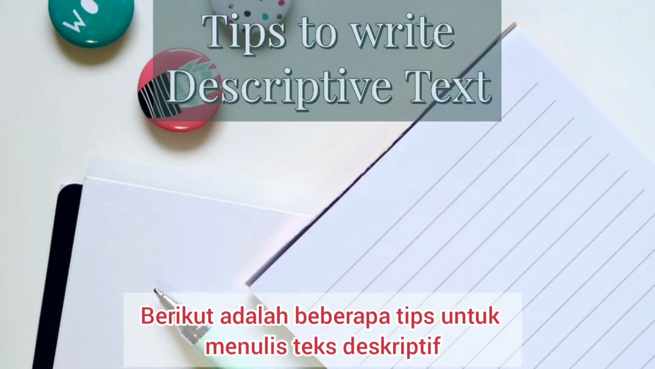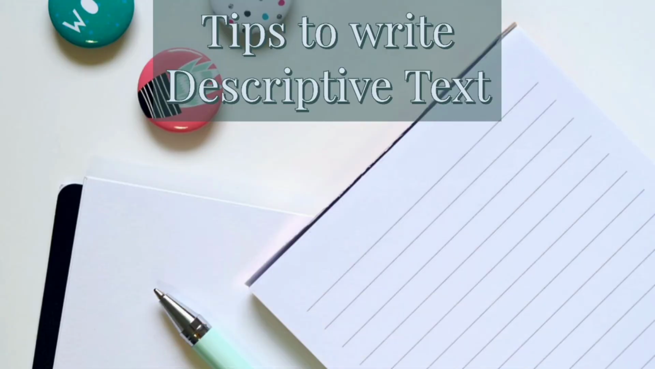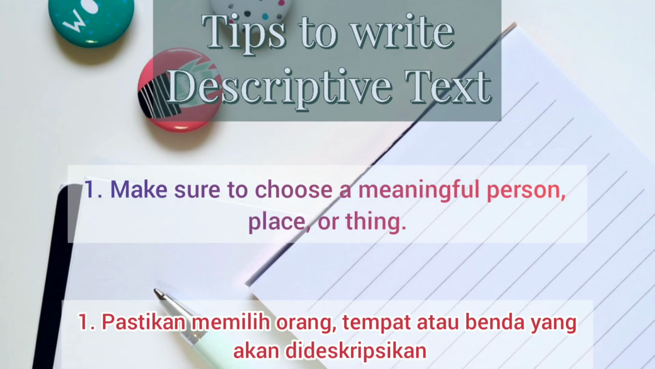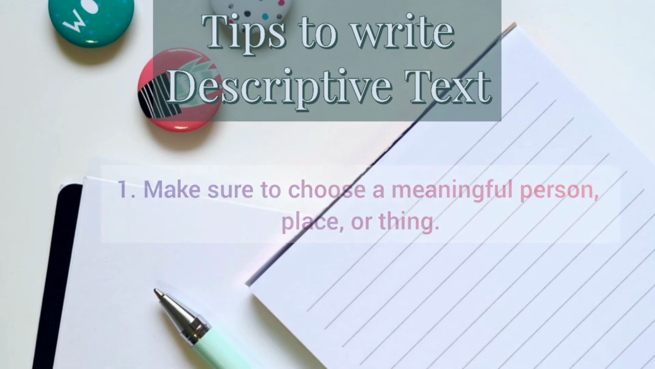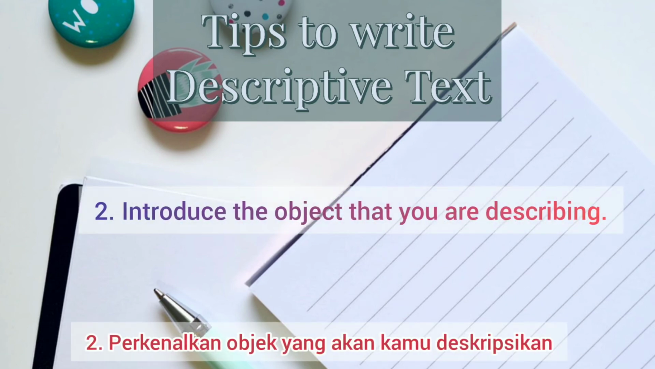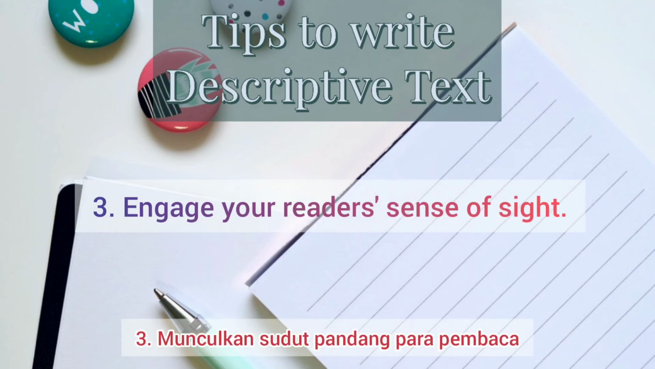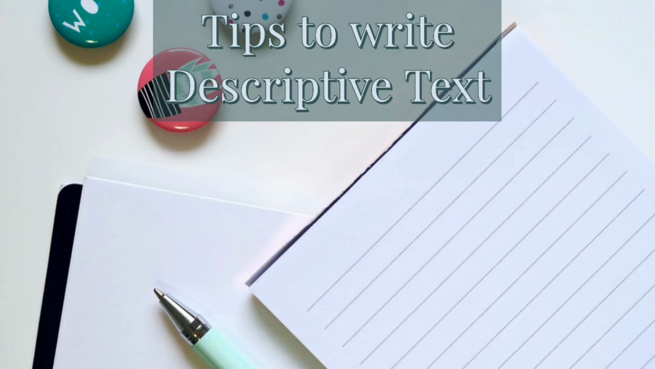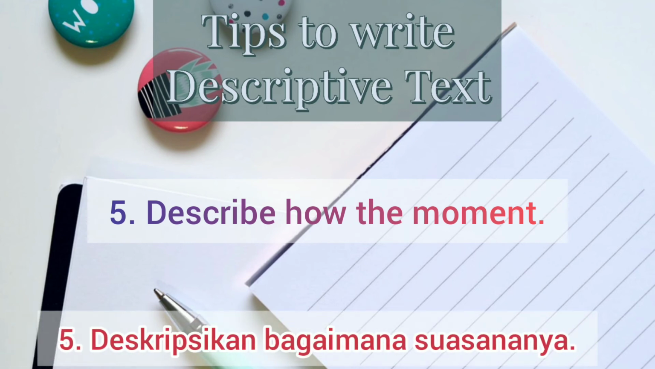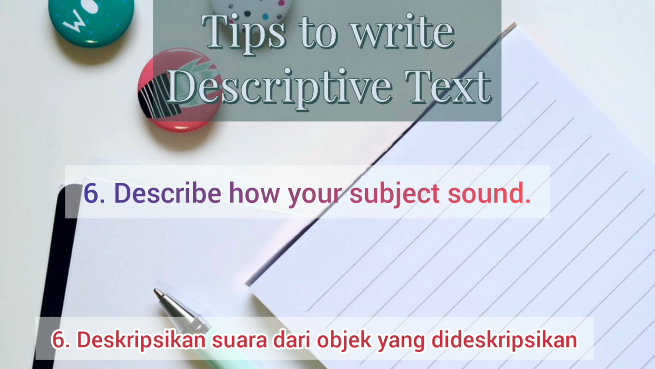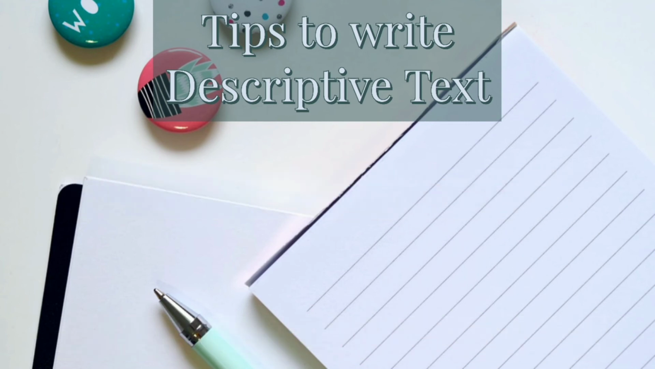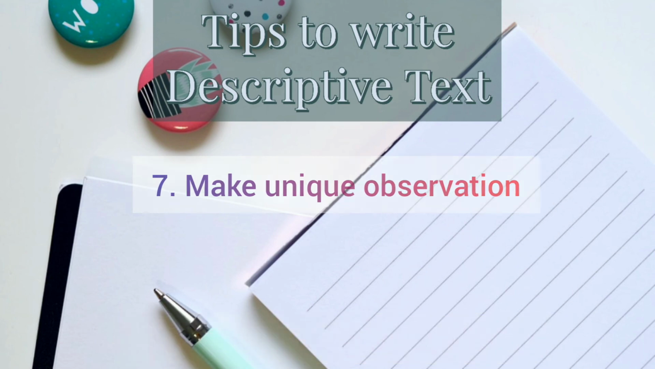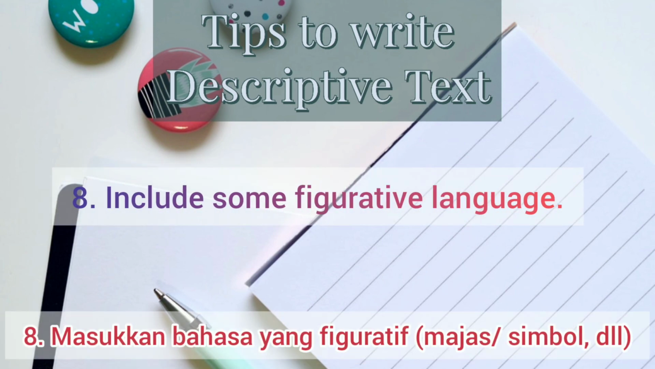Here are some tips to write descriptive text. Number 1. Make sure to choose a meaningful person, place, or thing. Number 2. Introduce the object that you are describing. Number 3. Engage your reader's sense of sight. Number 4. Describe smells and tastes if you can. Number 5. Describe how the moment feels. Number 6. Describe how your subject sounds. Number 7. Make unique observations. Number 8. Include some figurative language.